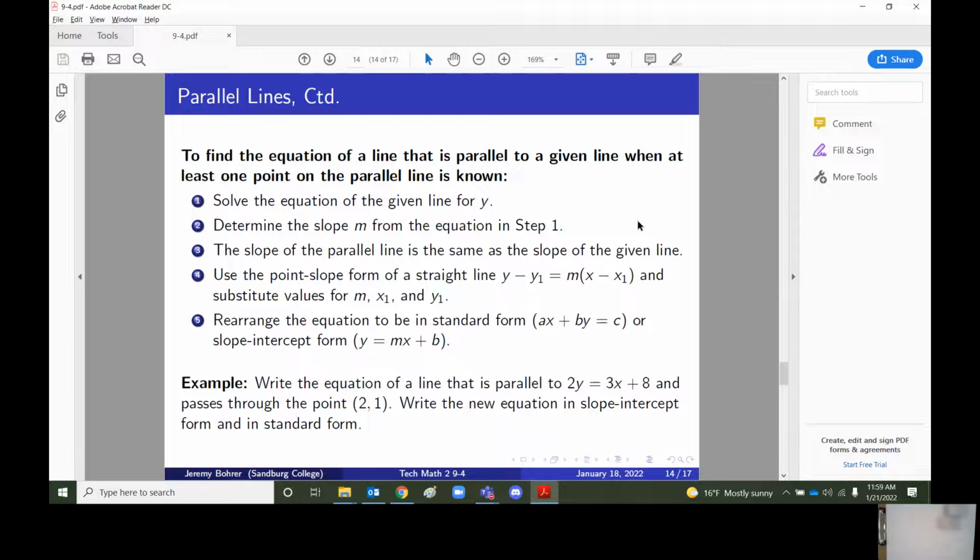Find the equation of a line that is parallel to a given line when at least one point on the parallel line is known. We want to write the equation of the line that is parallel to 2y equals 3x plus 8 and passes through the point (2, 1). We want to write the new equation in slope-intercept form and in standard form.